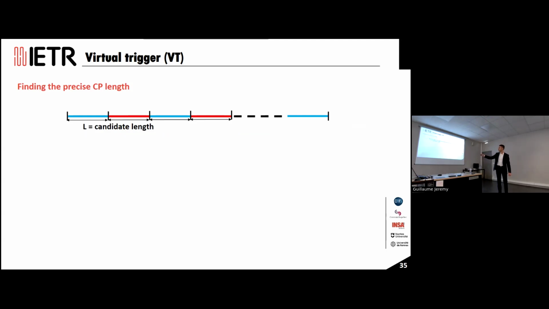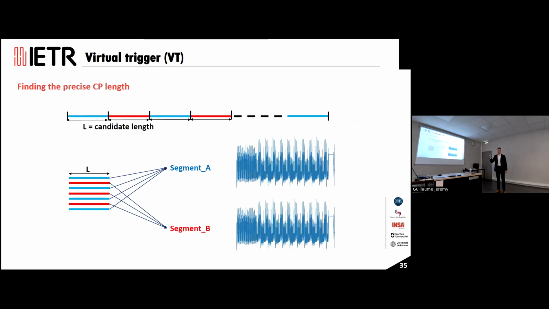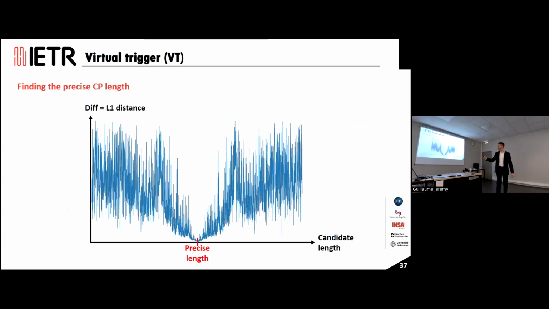What we do is we segment the initial raw trace with this candidate length. We get multiple segments. We take half of these segments that we average together to get a segment of reference. We do the same with the other half. And if the candidate length is precise enough, we will correctly segment the initial raw trace. So the two segments of reference should be very similar, and the L1 distance between the two is going to be low. On the contrary, for every other candidate length, we won't correctly segment the initial raw trace, and then the L1 distance between the two segments of reference is going to be high. And when we apply this method over a range of candidate lengths, we are going to find the most precise length that we can use for VT when the L1 distance reaches its lowest point.